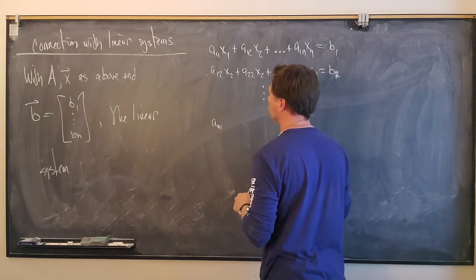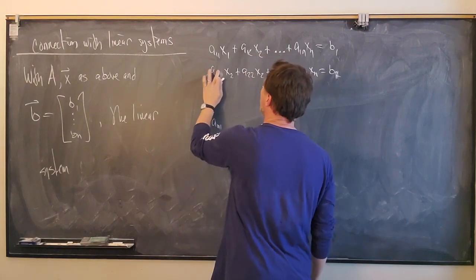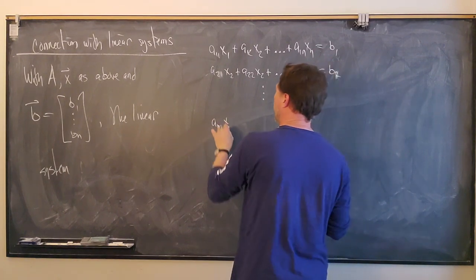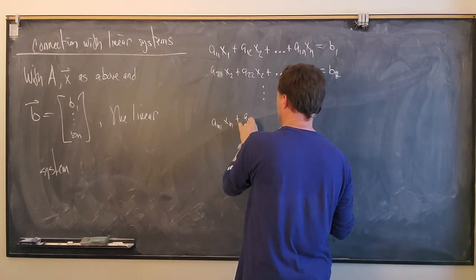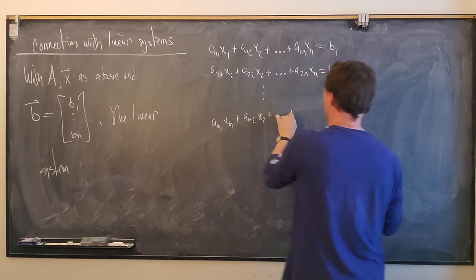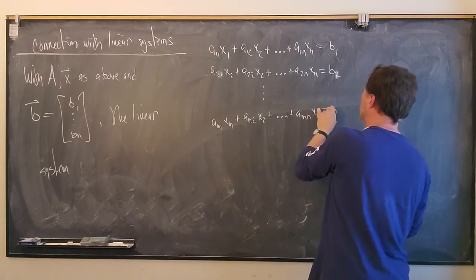Oh, something's wrong here. What did I do wrong? Oh, that should be a 2,1 there. a_{m1}x_1 + a_{m2}x_2 + ... + a_{mn}x_n = b_m.